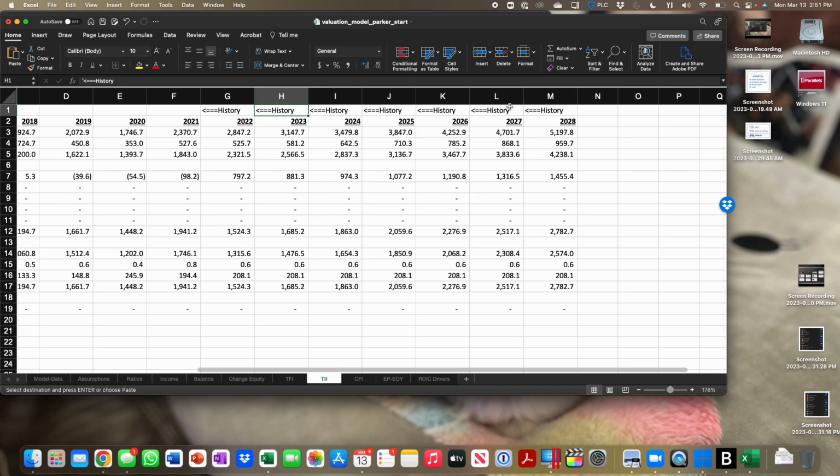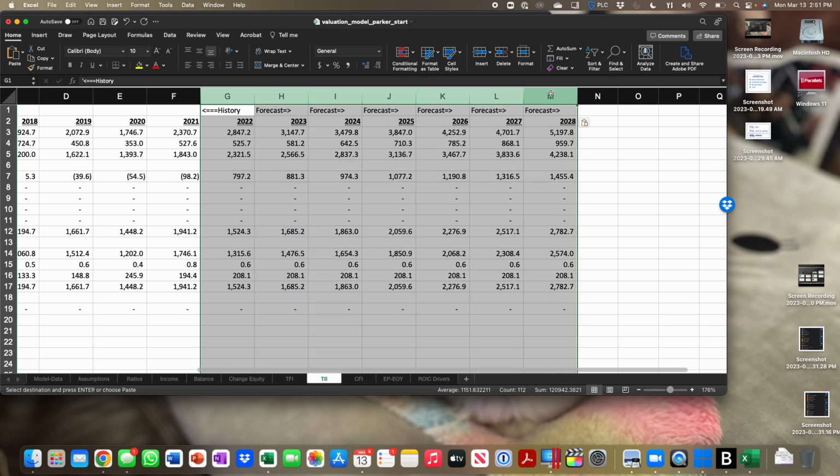H1 through M1, forecast. Yes? When you go to the TII, take column G, copy column G. After you copied the whole column, go to column M, select, paste. It'll paste out the other 6 years.